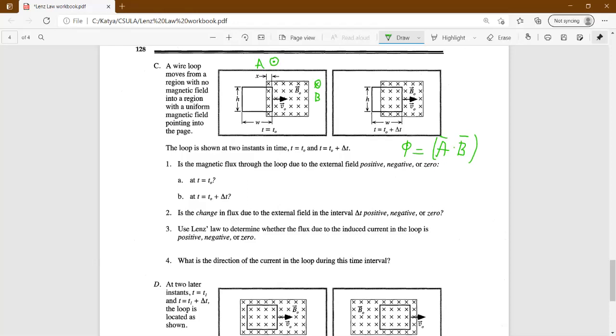Now, what is the flux in this case? Well, the flux is going to be negative because these two vectors are in opposite directions. How to calculate the flux? Guys, I'm going to do it in a very primitive way. I'm just going to count crosses. There are three lines, right? 1, 2, 3.